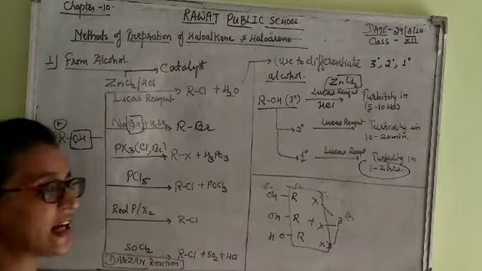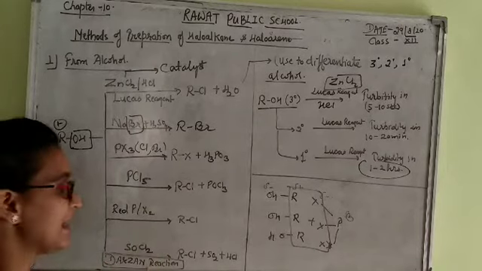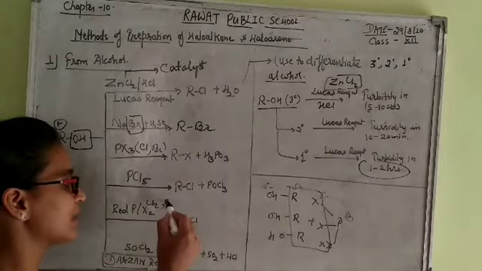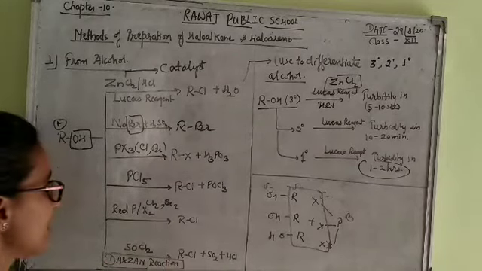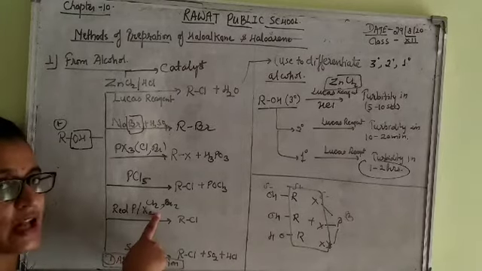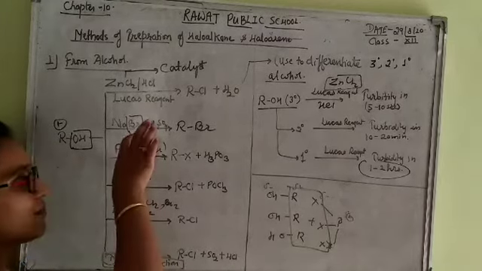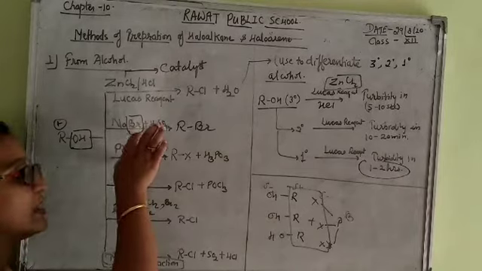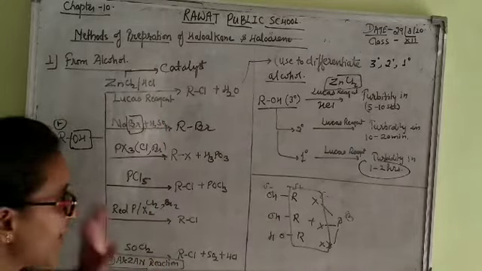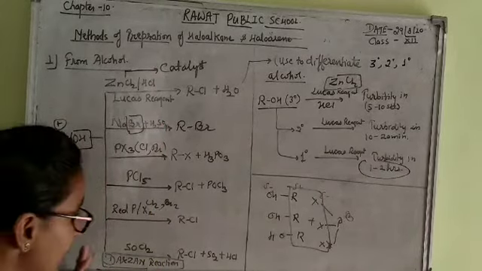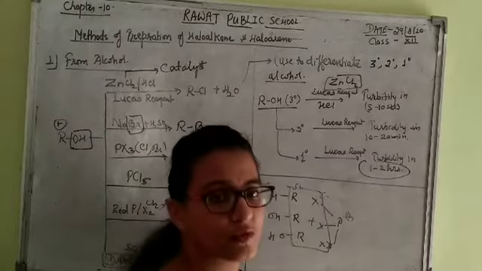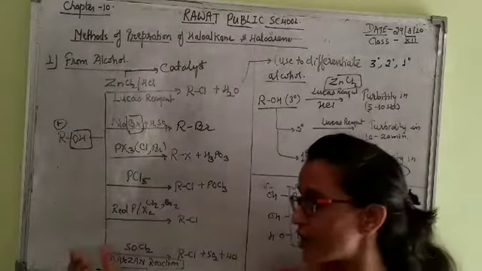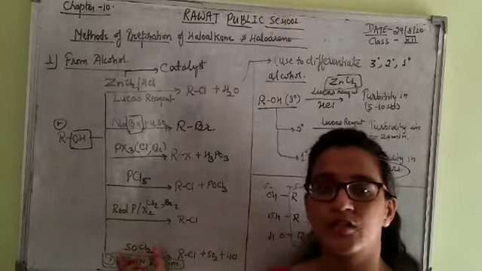Now next is red phosphorus with X2. Any halogen will be there. When we react red phosphorus with any halogen, the same reaction will proceed as we learned with phosphorus trichloride. It will be the same type of reaction. And the last method for the preparation of alkyl halides is the reaction of alcohols with SOCl2.